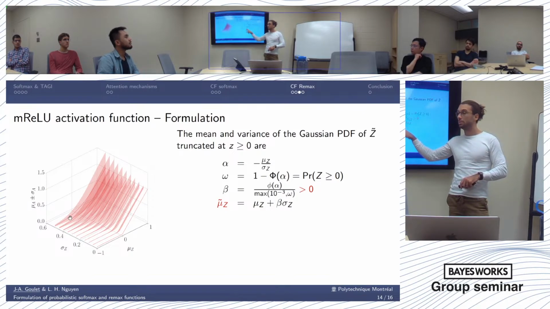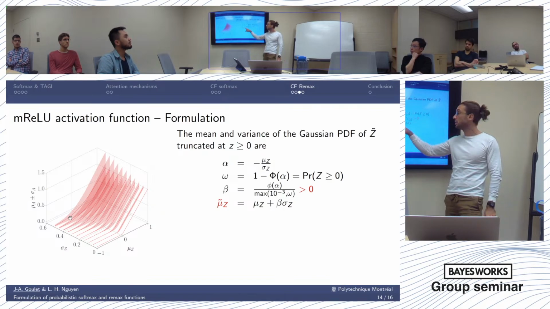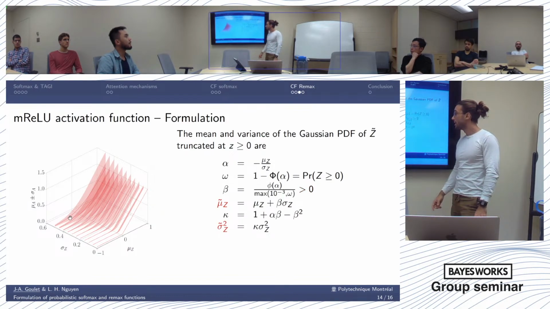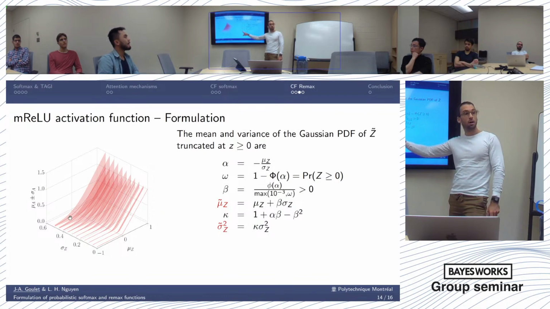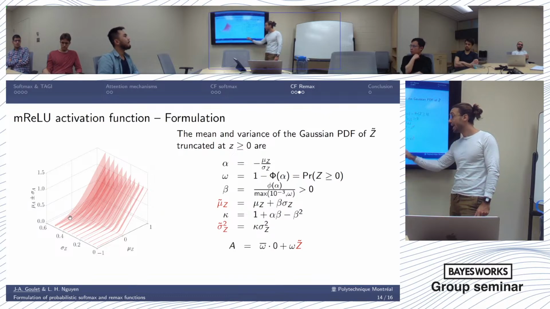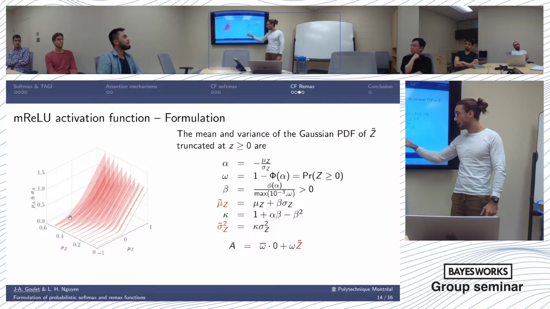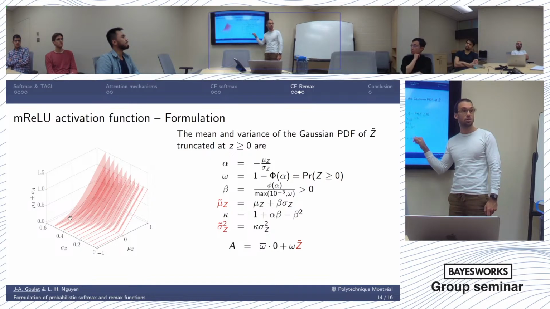Beta is going to be a scaling factor for the mean of the truncated Gaussian. So it's going to be the original mean mu plus beta, which is greater than 0, times sigma. So we're always going to push the mean toward positive values. The resulting truncated mean is always going to be larger than the original one. Then we're going to scale the truncated variance by a factor kappa, computed here. And finally, A is going to be the mixture. So it's going to be the complement of the probability of being greater than 0, so the probability of negative values, times 0, plus omega, the probability greater than 0, times our truncated Gaussian z tilde.